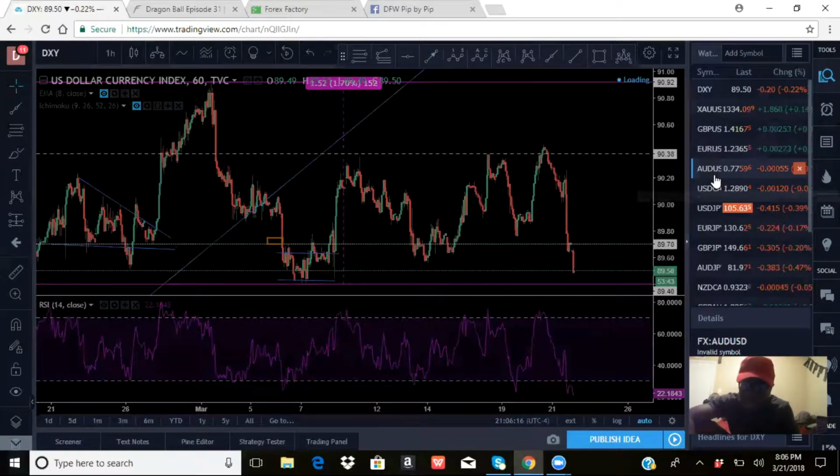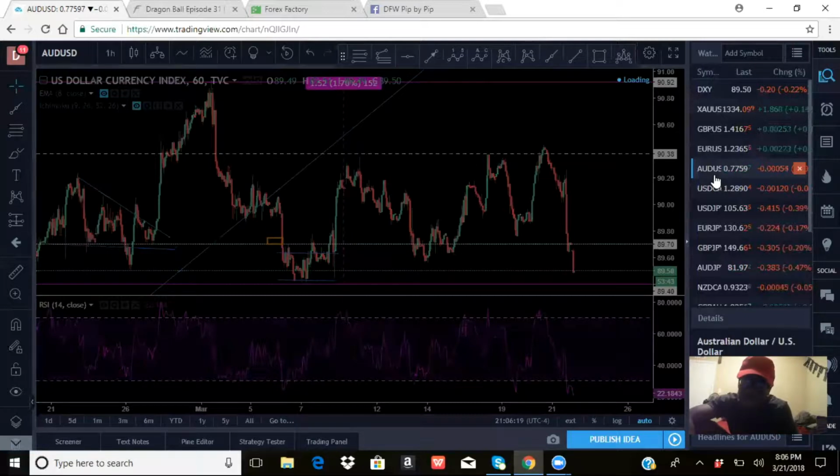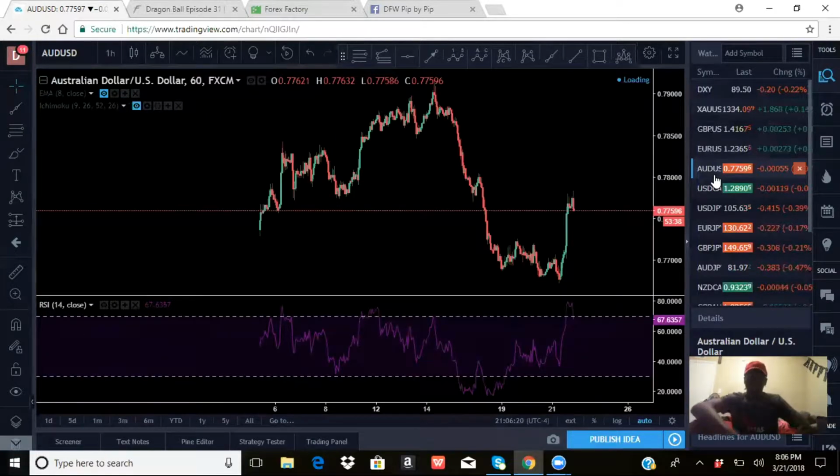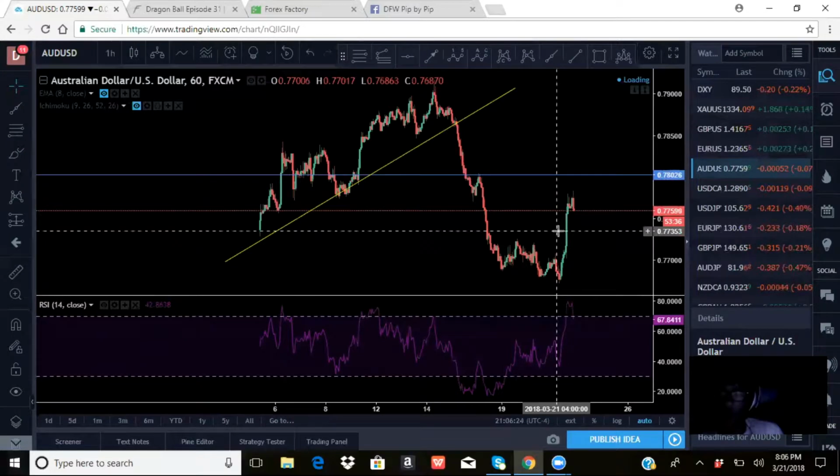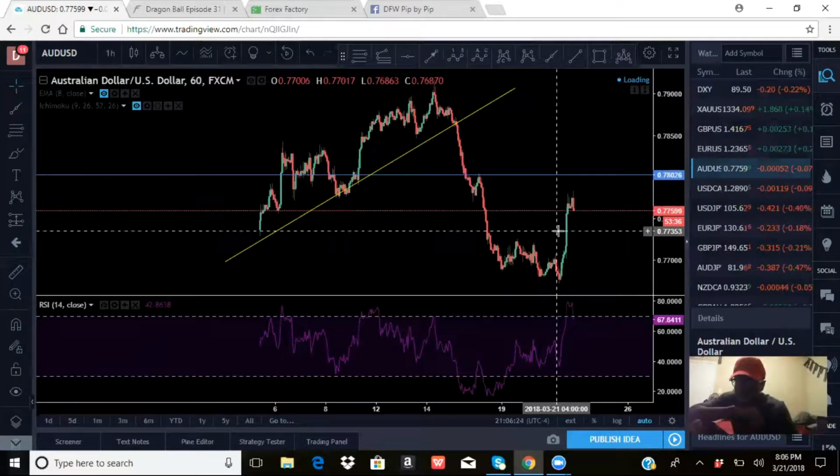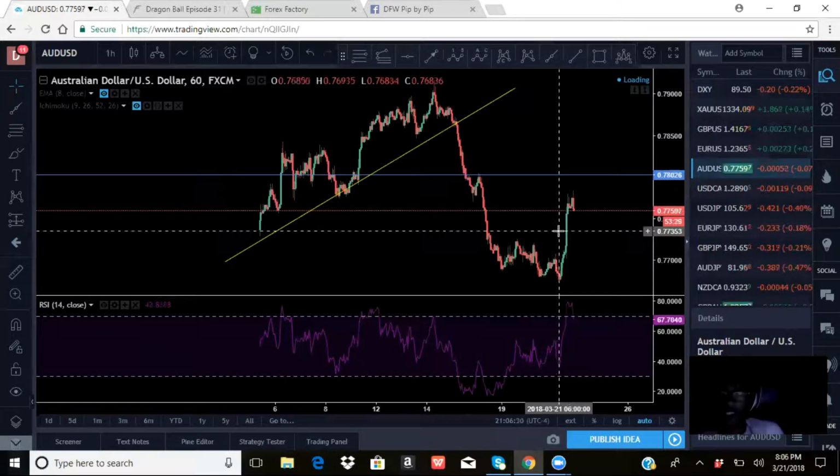So basically, the DXY could be, you were talking about base pairs, but that could be a chart that you could base all of your trades off of. Exactly, if you're trading with the USD, whether it be your first pair or your second. Exactly.